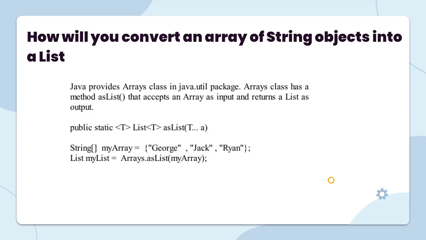So we have a string. Here you can see we have a string array of strings. We have an array of strings, and it will convert to a list: myListArray dot asList, pass the CSV. Okay.